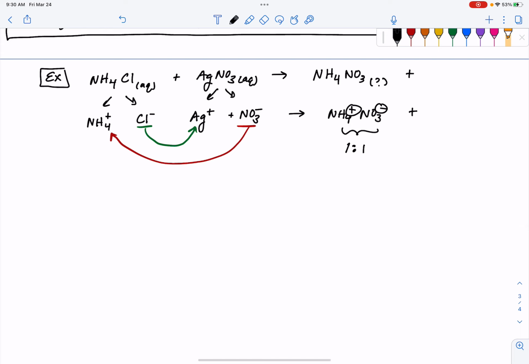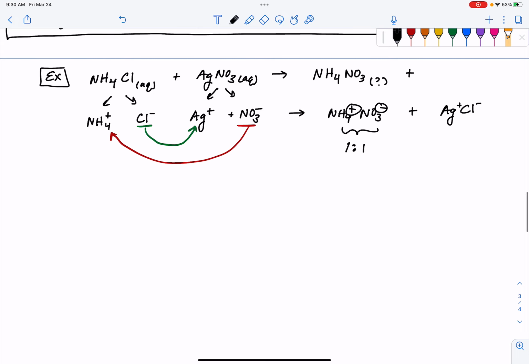All right, now let's look at silver, which has a +1 charge, and chlorine, which has a -1 charge. Again, we have a plus and a minus charge that are equal in magnitude, +1 and -1. So when we build a compound containing silver and chloride ions, we are going to do so in a 1-to-1 ratio. So we have AgCl, whose phase is unknown.